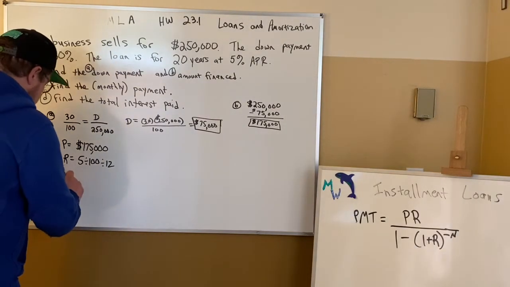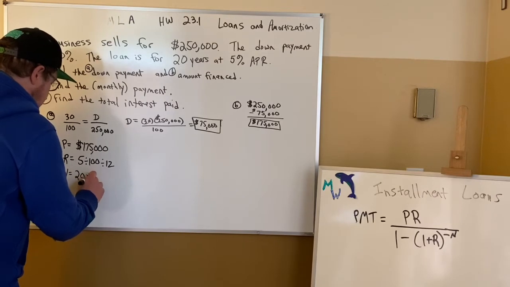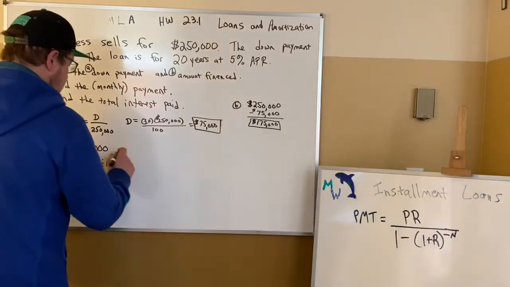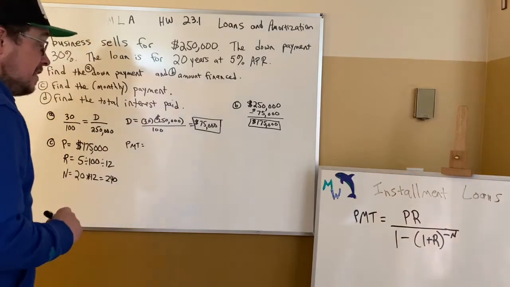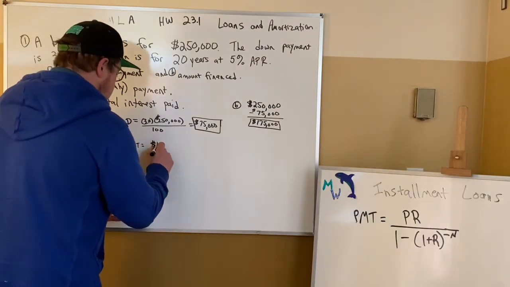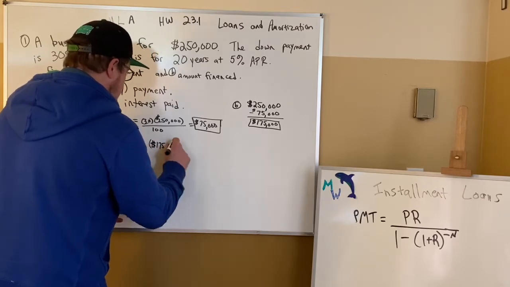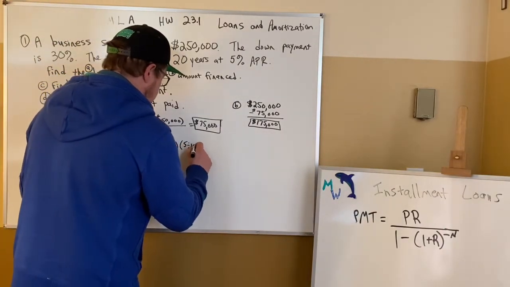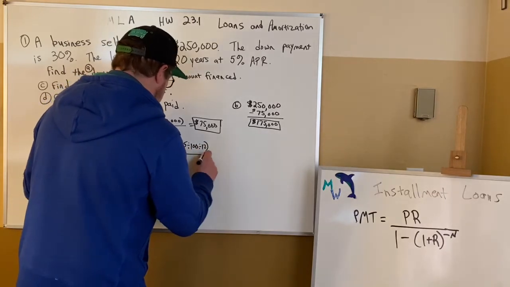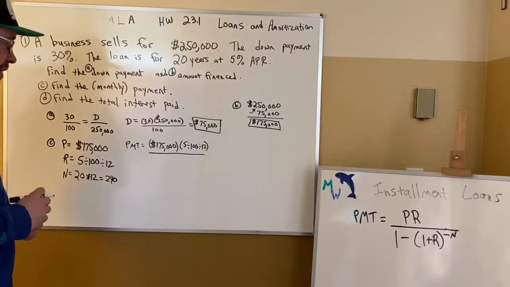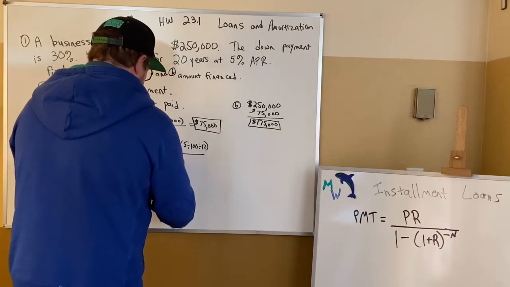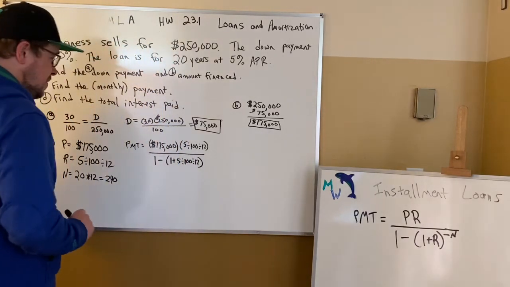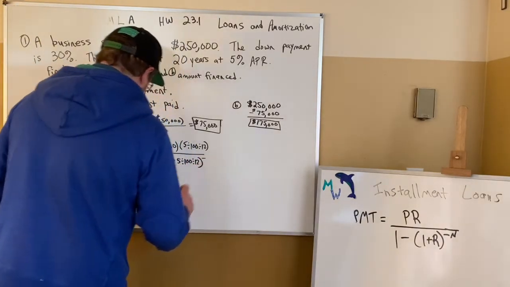And then the number of periods. This is 20 years, but it's 12 times per year. So the total is going to be 240 payments. That puts us in a situation where we're going to find the PMT is equal to the principal of $175,000 multiplied by the interest rate, which is 5 divided by 100 divided by 12. In the denominator, we'll have 1 minus parentheses around 1 plus 5 divided by 100 for percent, divided by 12 for monthly. Close the parentheses. It's going to be to the negative power, where n is 240.